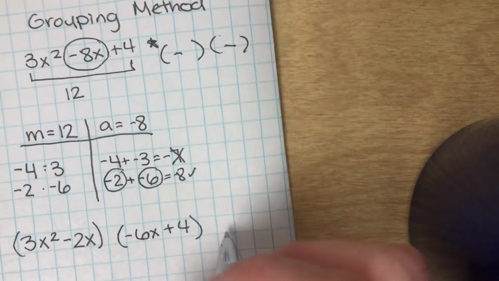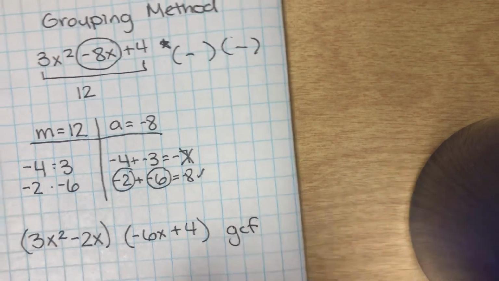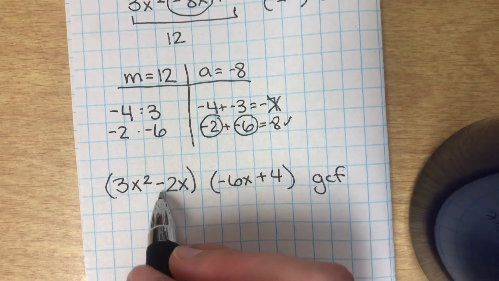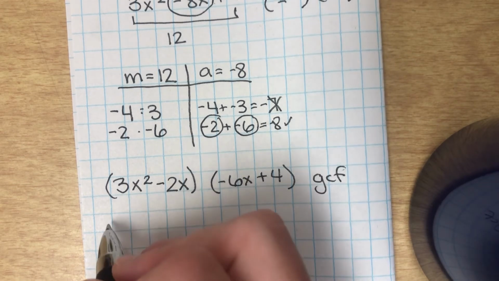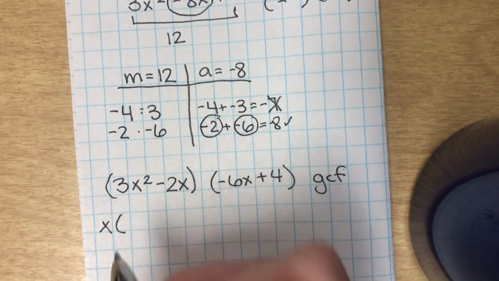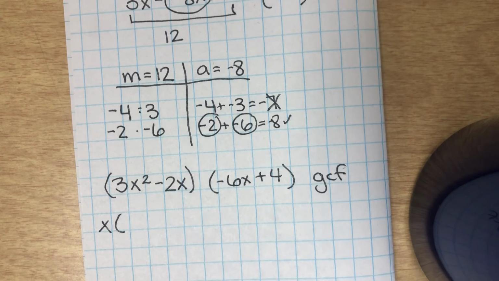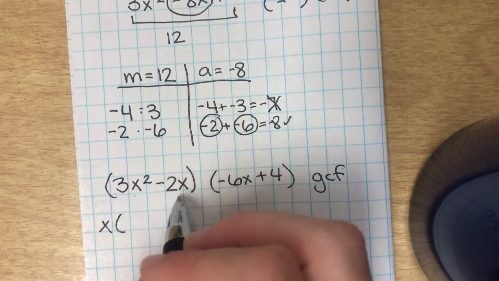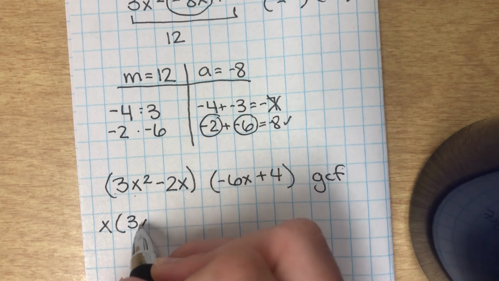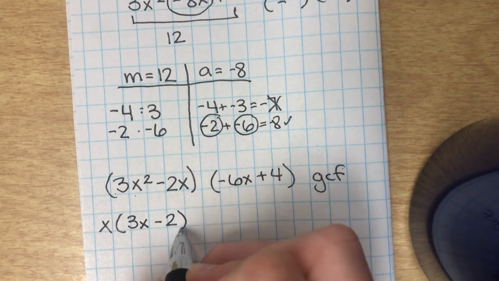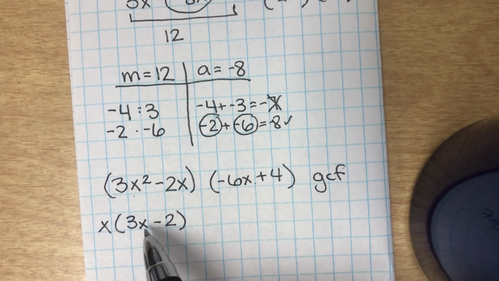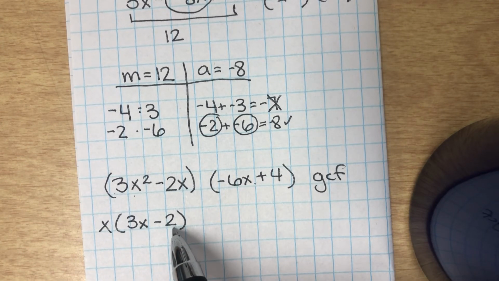Now we're going to factor out our GCF, all right? So our GCF for 3x squared and negative 2x is only an x. So I'm just going to factor an x on the outside. Remember, if they have nothing that I can factor out, it's just going to be the number 1. All right, so then on the inside, I'm left with 3x minus 2.